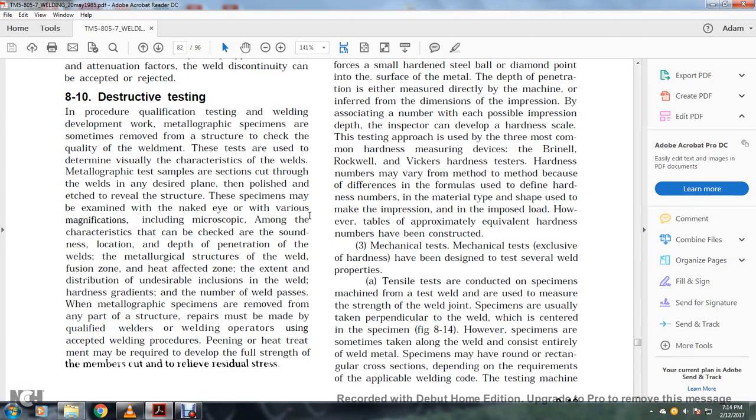All right, 8.10 destructive testing. The procedure for qualifying testing, welding, and development work: metallographic specimens are sometimes removed from the structure to check the quality of the weldment. The tests are used to determine the visual quality of the characteristics of the weld.